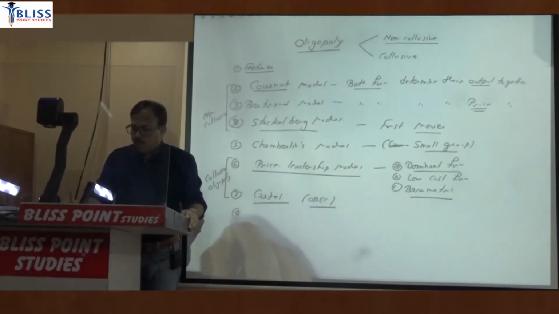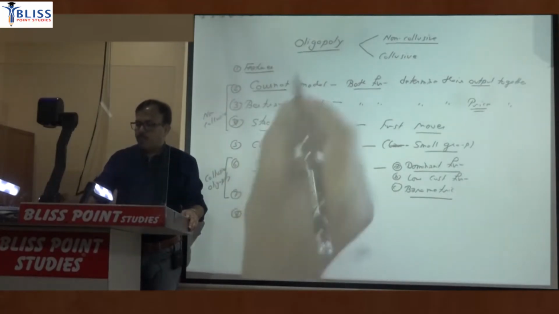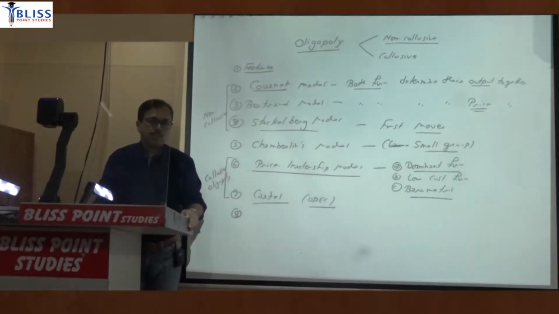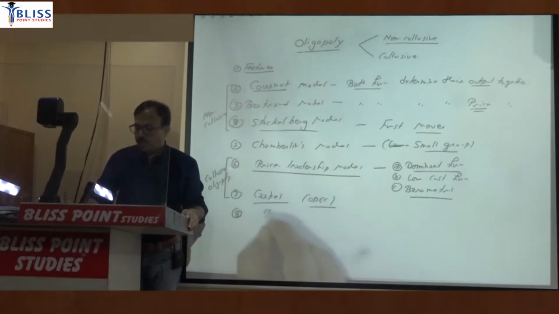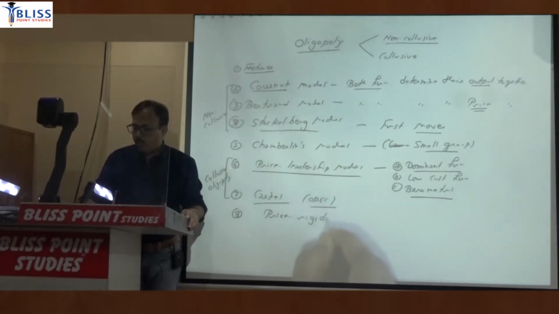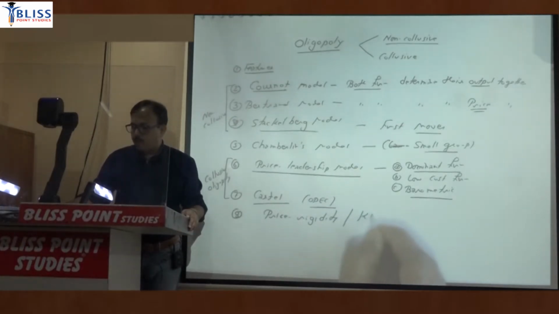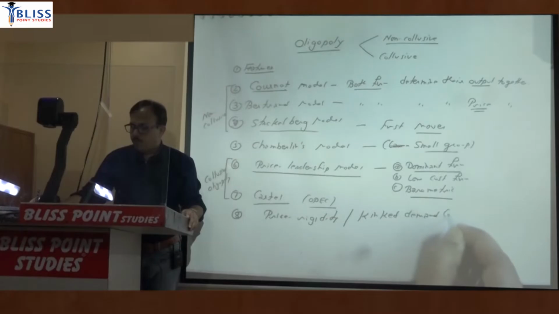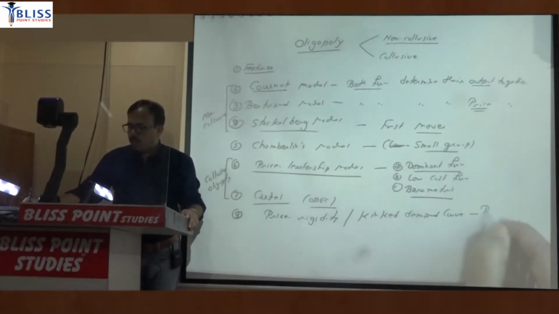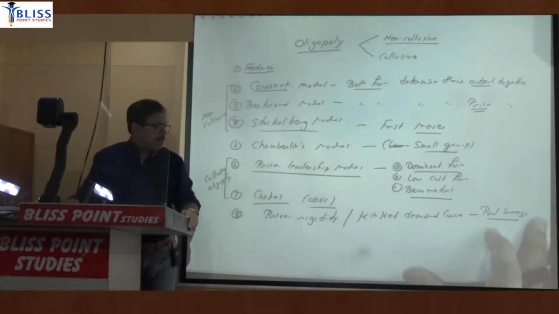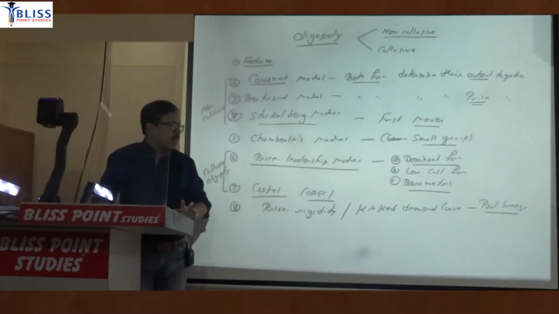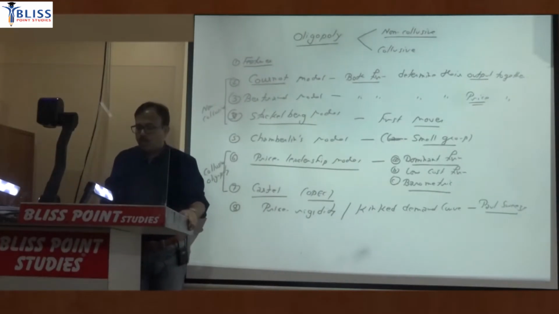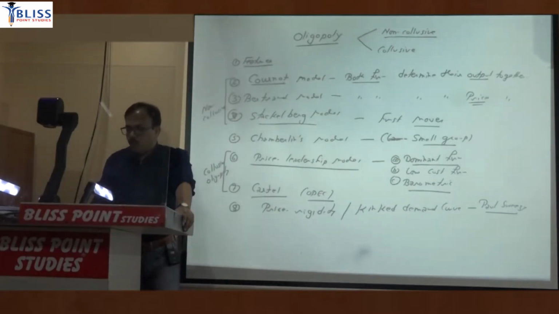Then eighth topic, one important feature of oligopoly market is rigidity of price. So price rigidity, why prices tend to be rigid in this market? Price rigidity will be explained by Kinked Demand curve, and that concept was given by Paul Sweezy. Price rigidity concept that will be explained by Kinked Demand curve. So Kinked Demand curve hypothesis you can say, or Paul Sweezy model.